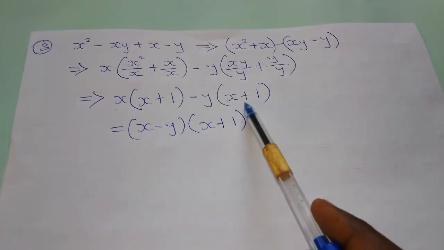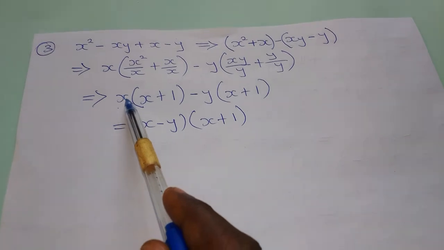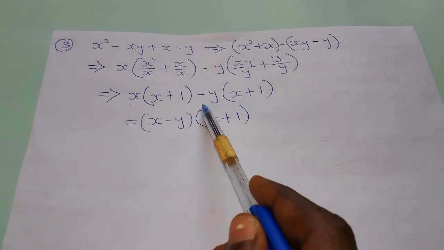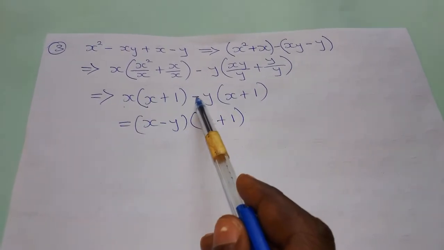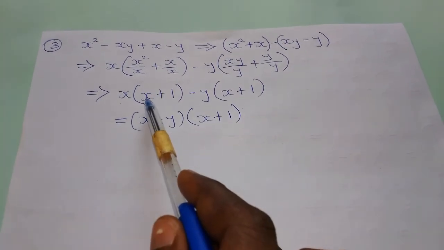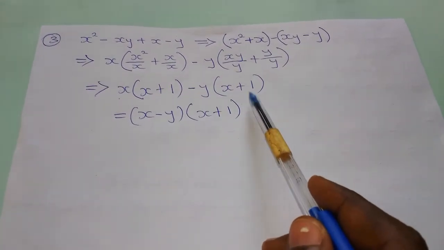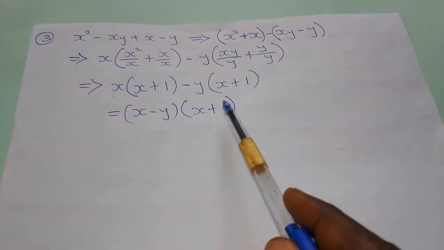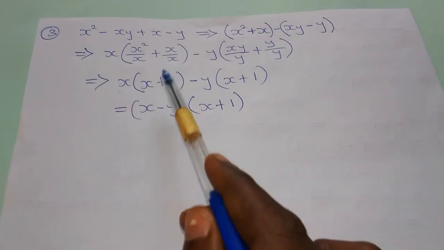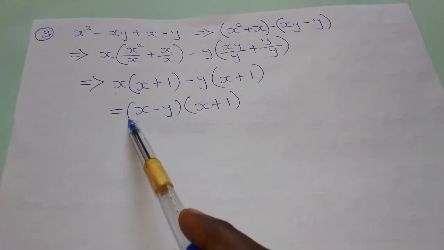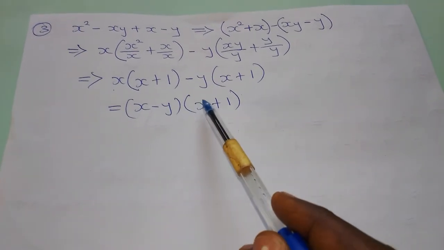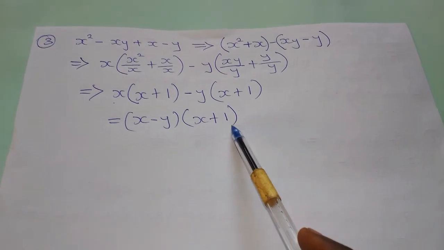X plus 1, x plus 1. So now what do we do to get our final answer? Link this common factor to this common factor. So x minus y, put it in one bracket, x minus y. Then since this x plus 1 is the same, we'll take it as x plus 1. Close the bracket. So we have factorized this expression and our answer is bracket open x minus y bracket close bracket open x plus 1 bracket close.